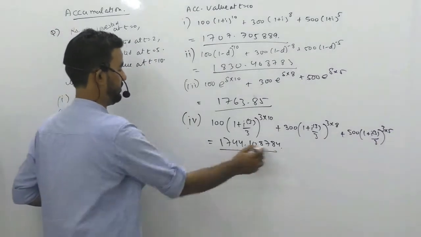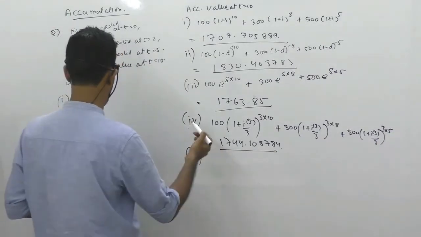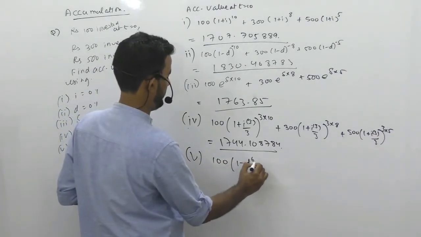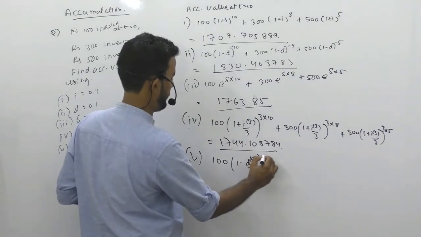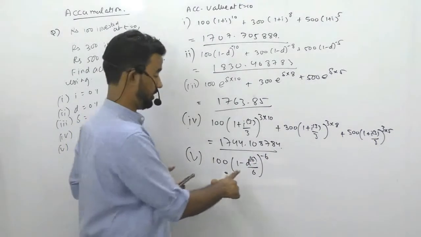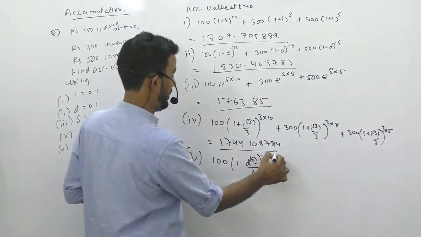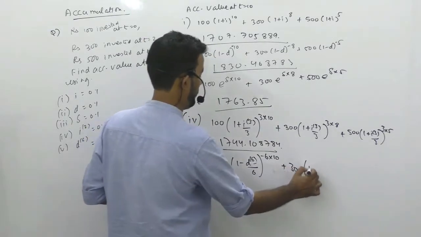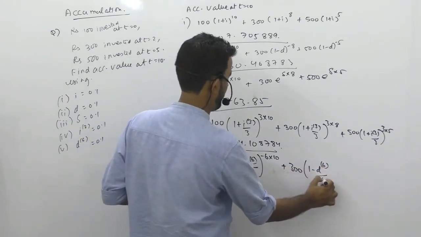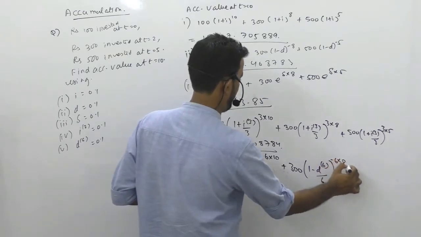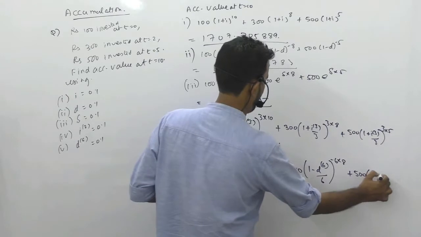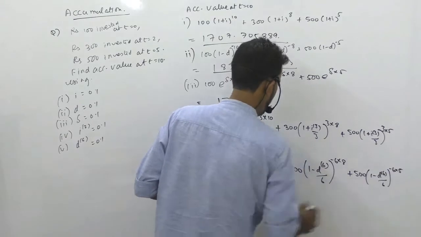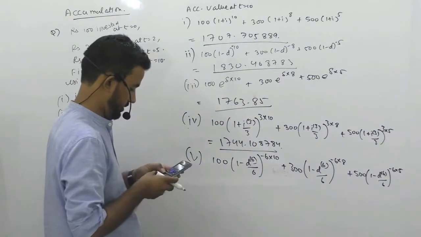So I hope you're getting the same answers and understanding what I'm doing. Then if we use B6 is given as 10%. So 100 into 1 minus B6 by 6 raised to minus 6 becomes discount accumulation factor for 1 year using discount rate, and you have to do it for 10 years. Then add 300 into 1 minus B6 by 6 whole raised to minus 6 into 8. Then add 500 into 1 minus B6 by 6 whole raised to minus 6 into 5. B6 is given as 10%, so let's see what the answer is.